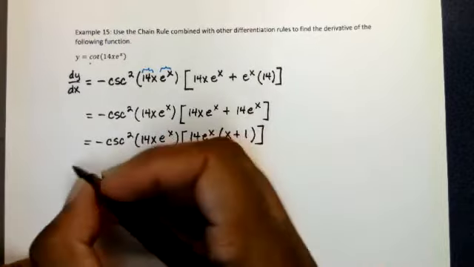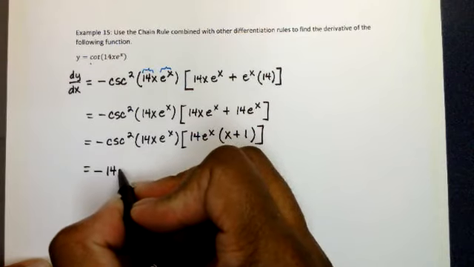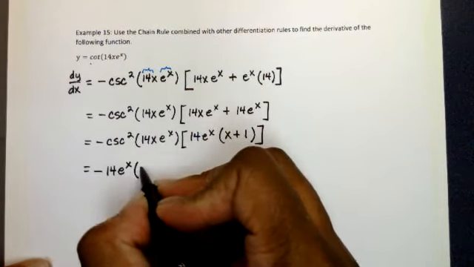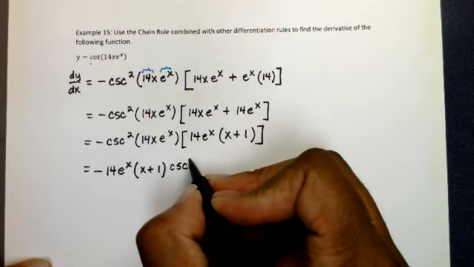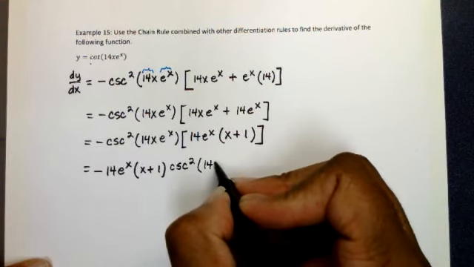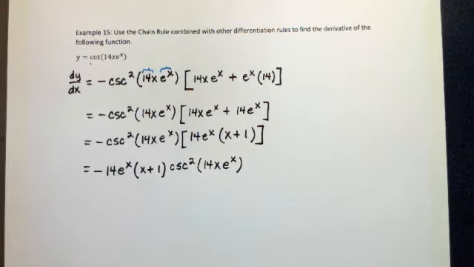I'll bring down the negative and bring the 14 e to the x in front, times x plus 1, I'll bring that in front. Then copy down cosecant squared of 14x e to the x. And we are done with that problem. So the derivative of cotangent of 14x e to the x will end up being negative 14 e to the x times the quantity x plus 1 times the cosecant squared of 14x e to the x.